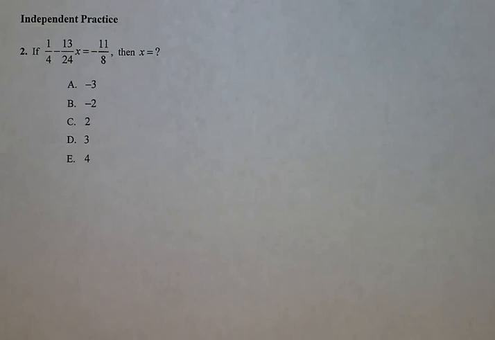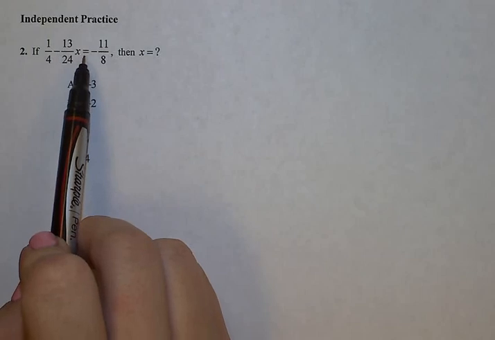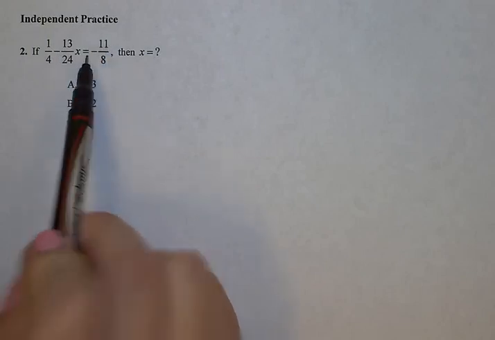And stop. Let's review the problem together. So independent practice number 2 is just slightly different. We don't have an inequality, we have an equal sign. So let's figure out what is this value as a decimal.